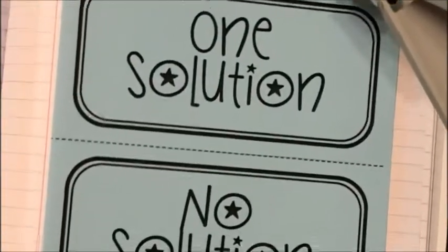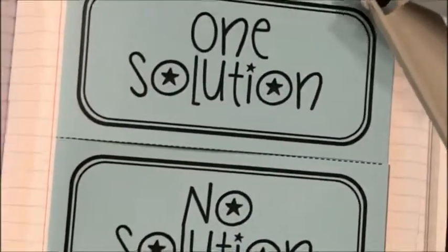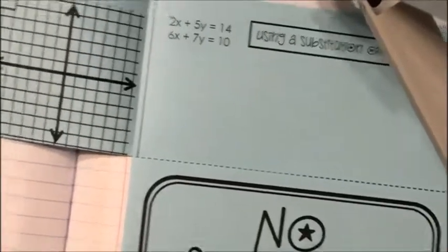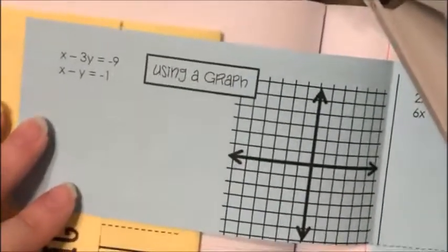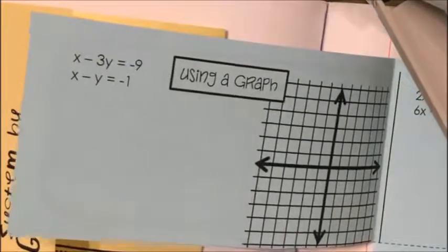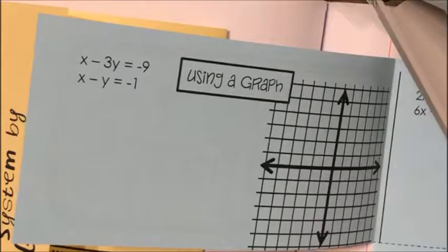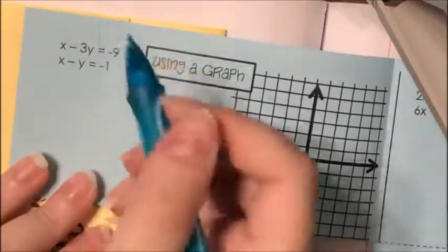Okay, the blue foldable shows us some examples of one solution, no solutions, and infinitely many solutions. Okay, so one solution, I'm going to use a graph. We're going to talk about substitution or elimination later, but I'm just going to use the graph for right now. Okay, so again, I need to solve these and make sure that they are in slope-intercept form.